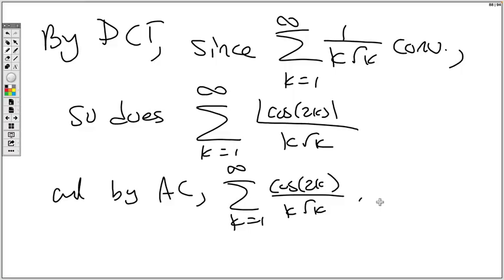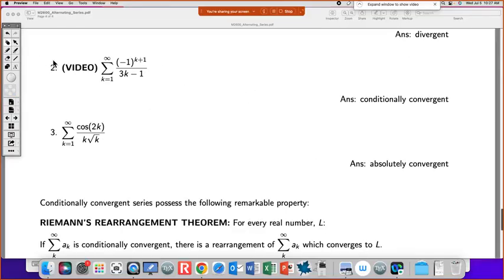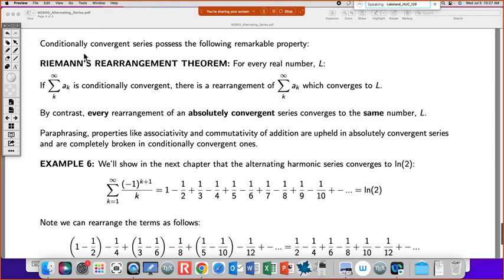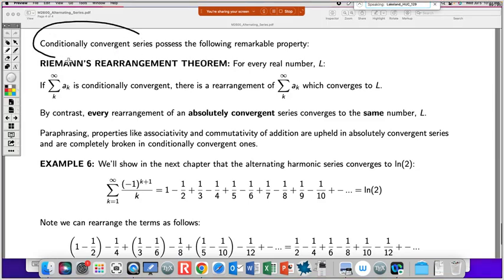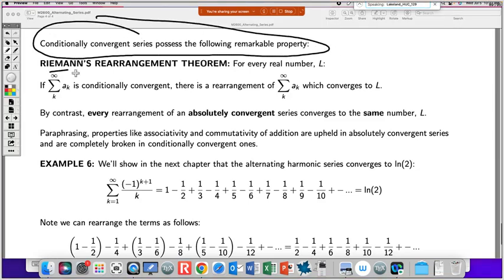Now there's some other interesting properties of absolutely convergent and conditionally convergent series. Conditionally convergent series have a pretty remarkable property. It's Riemann's rearrangement theorem. That's the same Riemann from Riemann sums. If you have a conditionally convergent series, you can pick any real number you want, and then you can rearrange the series to add up to that number.